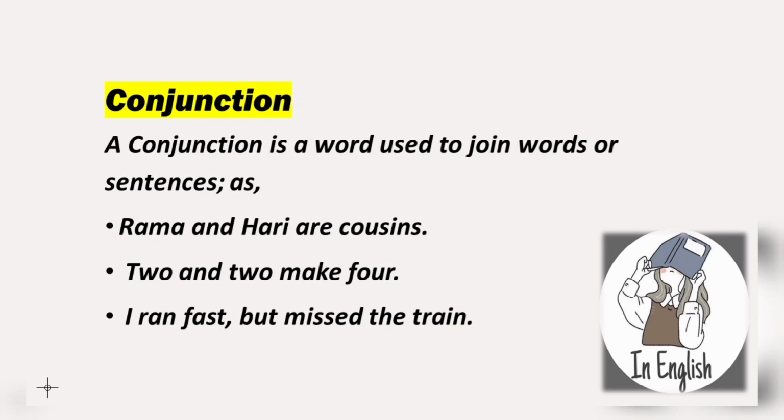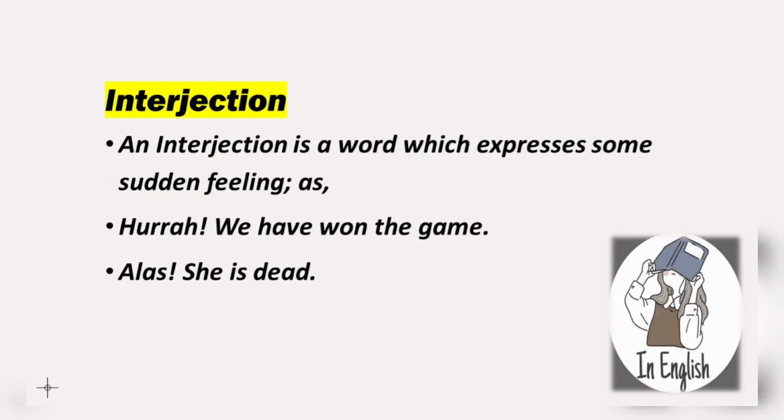Then we have the conjunction. Conjunction is a word used to join words or sentences. It is the easiest part of speech. It simply works as the joining of two words or joining of sentences. For example, and, but, after. Now the last part of speech is interjection. An interjection is a word which expresses some sudden feeling. Okay, the words like hurrah, alas are basically known as interjections, and the mark with them is known as exclamatory mark.